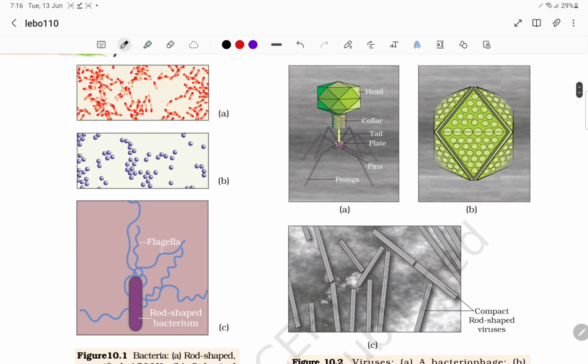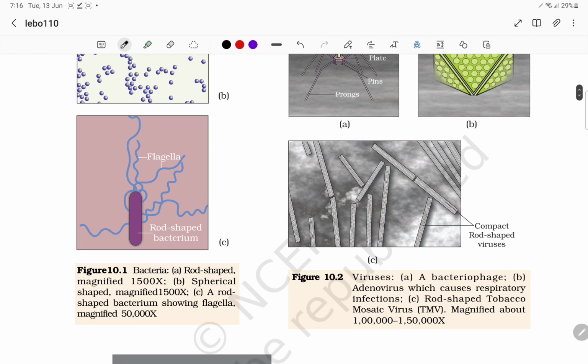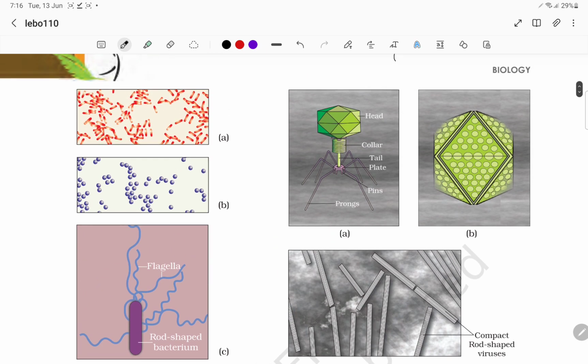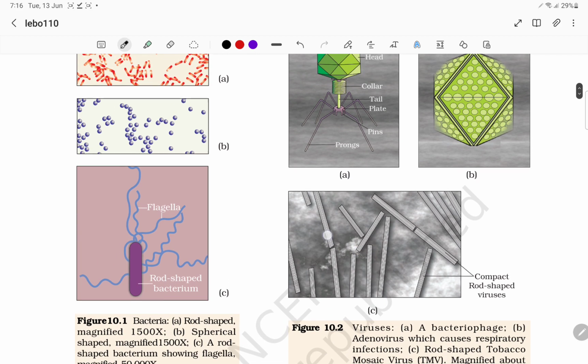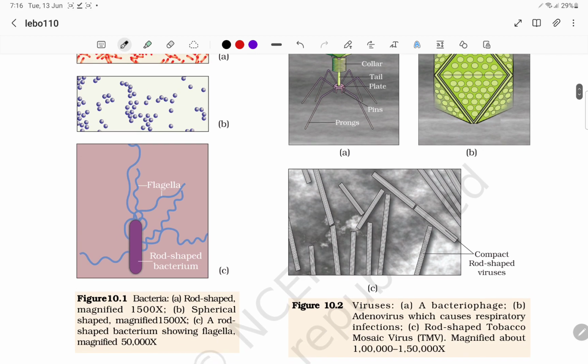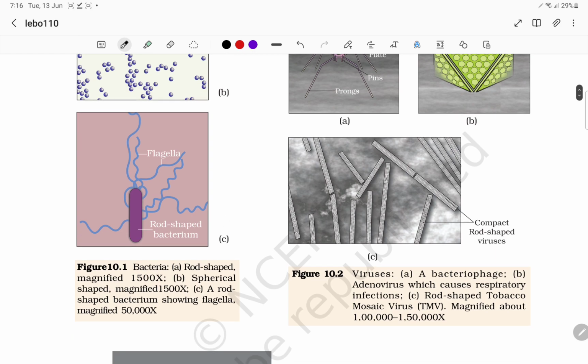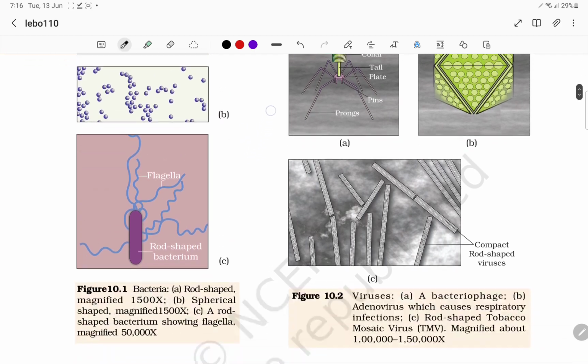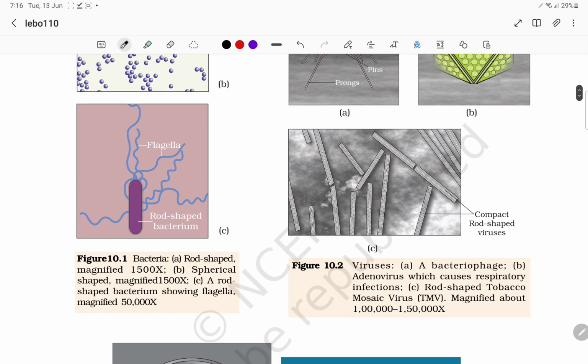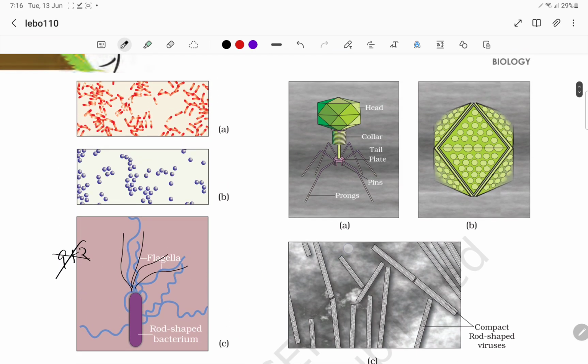Let's see here. You can see this rod-shaped bacteria, which is Bacillus, and round-shaped bacteria, which is Coccus. This is 1500 magnification, spherical-shaped cocci, and this rod-shaped bacteria is at 50,000 times magnification. You can see the flagella here, made up of a protein called flagellin, and you don't have a 9+2 arrangement for this.